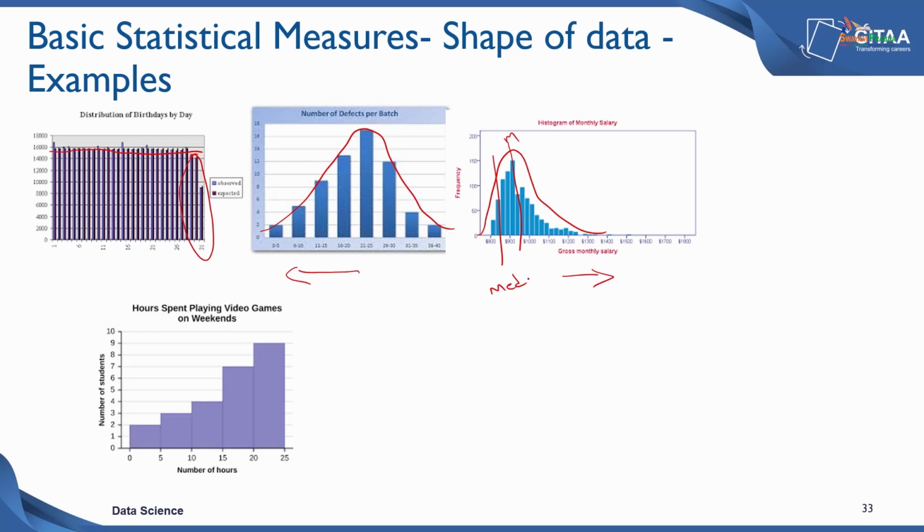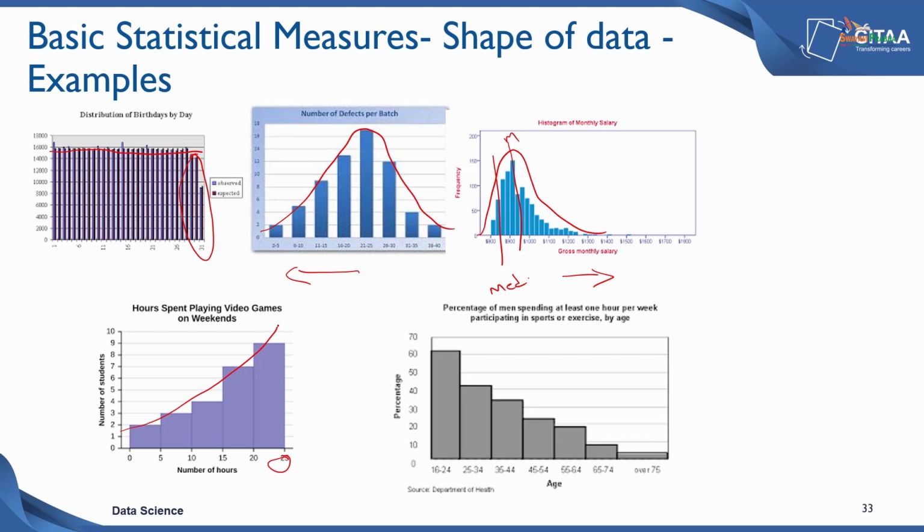This is a distribution of hours spent playing video games on weekends. It starts from 0 and goes up to 25. So it has only one arm of your normal distribution. There's only one part of it, the other part is missing. So it's data with a more exponential distribution.